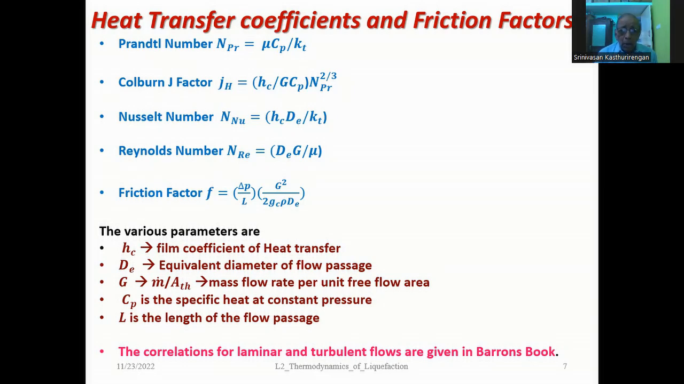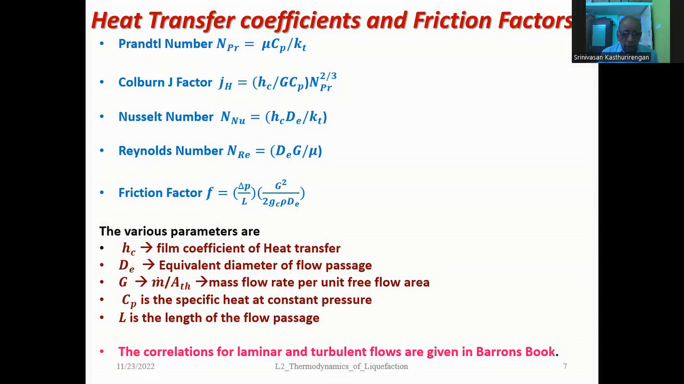Now, there are also a number of other coefficients which one normally comes across. Some of them are listed here. I'm not going to do any derivation, but I just want to give you an idea of the different numbers one encounters in fluid flow. For example, one comes across what is called the Prandtl number, which is mu Cp by Kt. These are all dimensionless numbers. NPR, the Prandtl number, is equal to mu Cp by Kt.